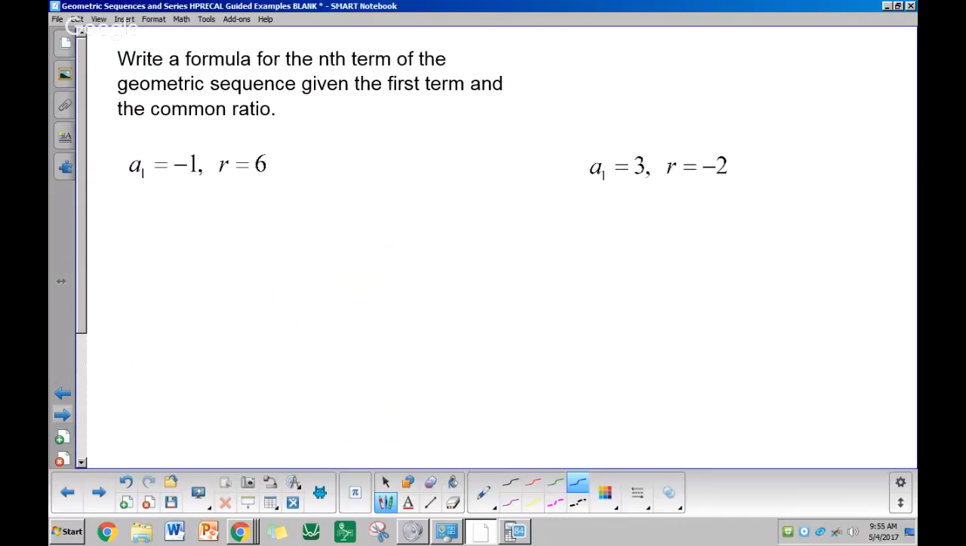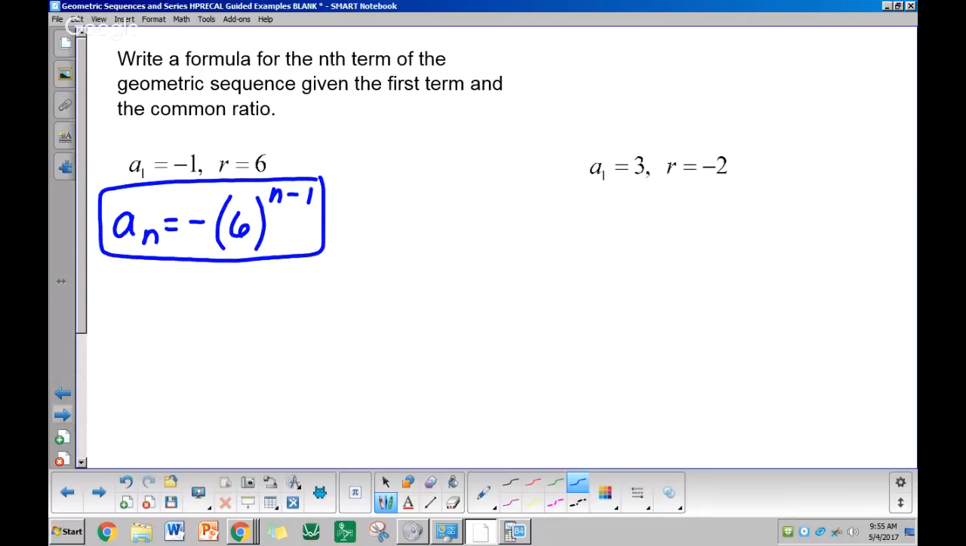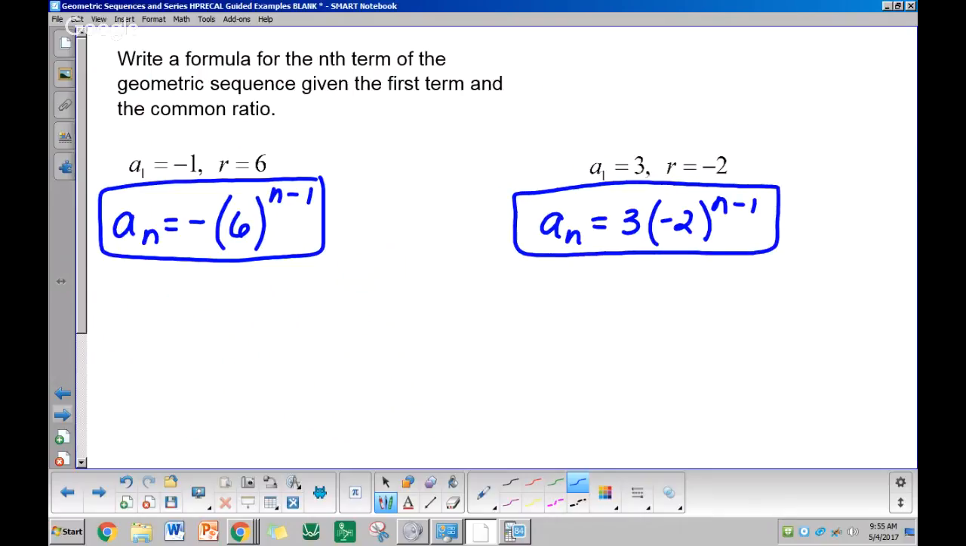A sub n equals negative 6 times negative... I'm just putting a negative on the outside. Oh, that was tough. Next one. Is this going to be on the test? 3 times negative... to the n minus 1. I like the next one too. A sub 2. How nice is that?